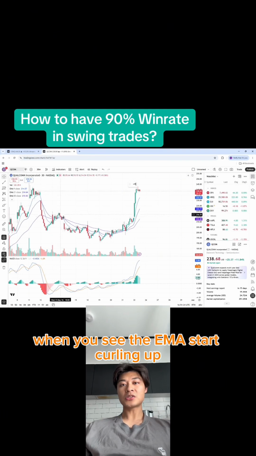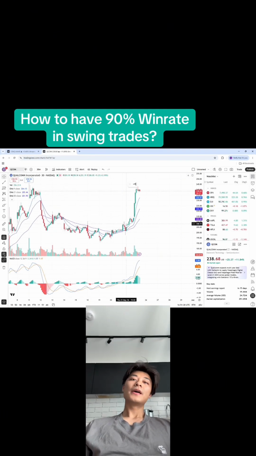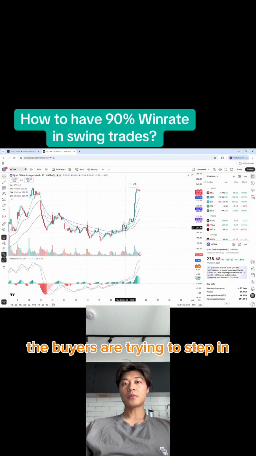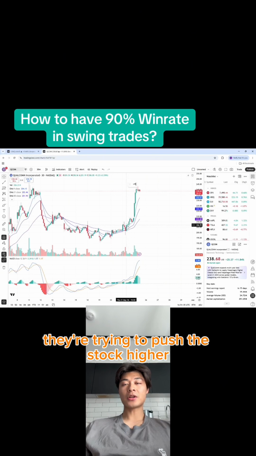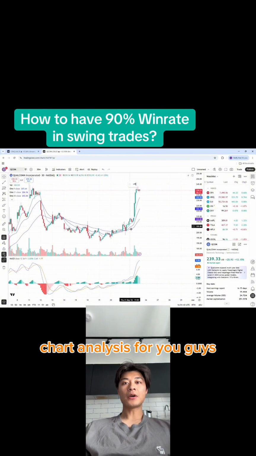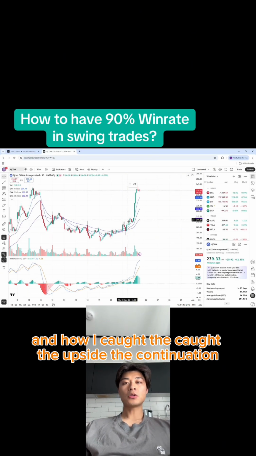So this is another thing. When you see the EMAs start curling up and getting stuck in a cluster, it's a bullish signal. They're trying to do something. The buyers are trying to step in. They're trying to push the stock higher. So here's a simple chart analysis for you guys, and an explanation of why I went in around here and how I caught the upside, the continuation.